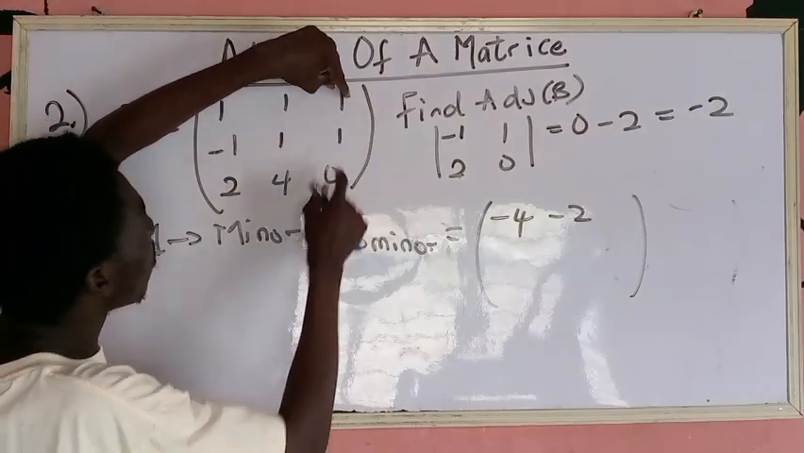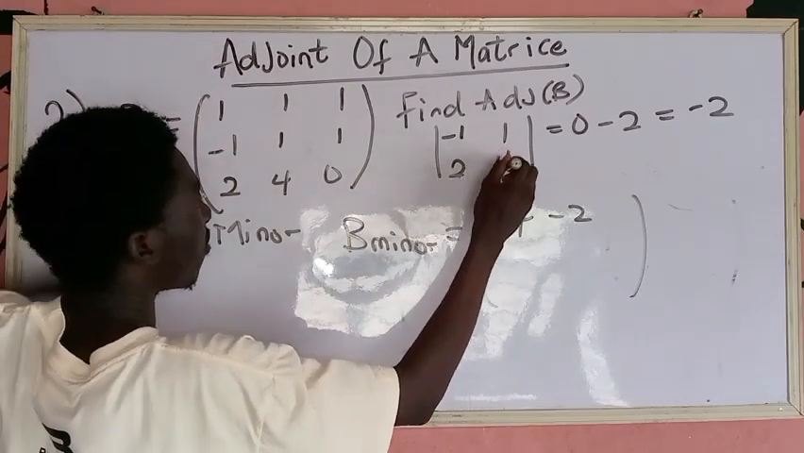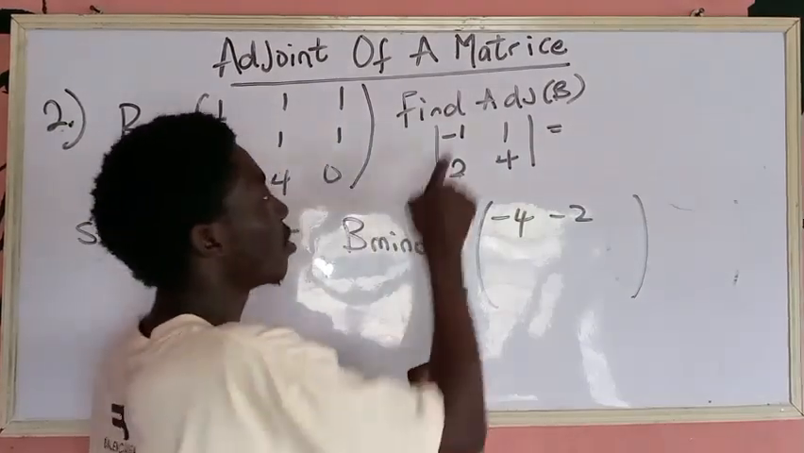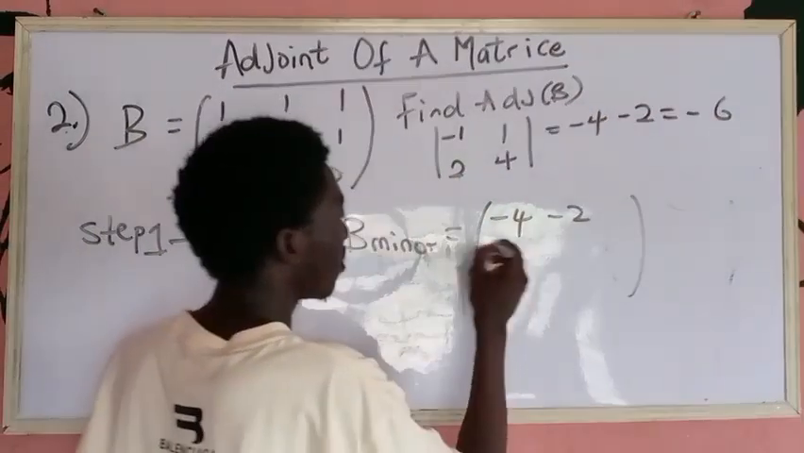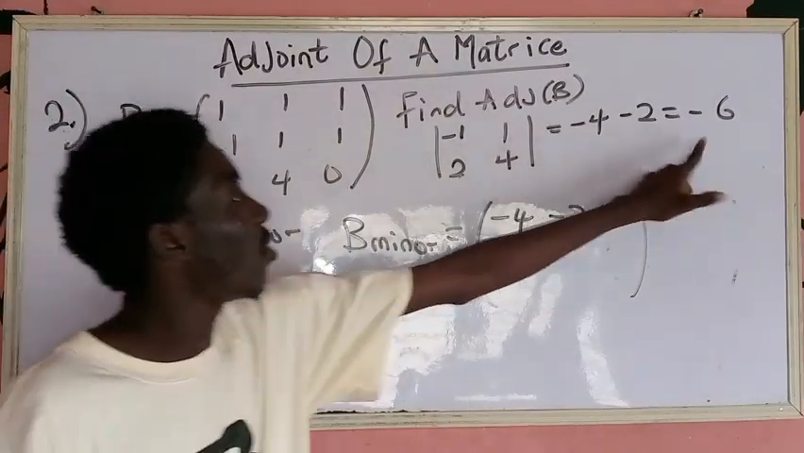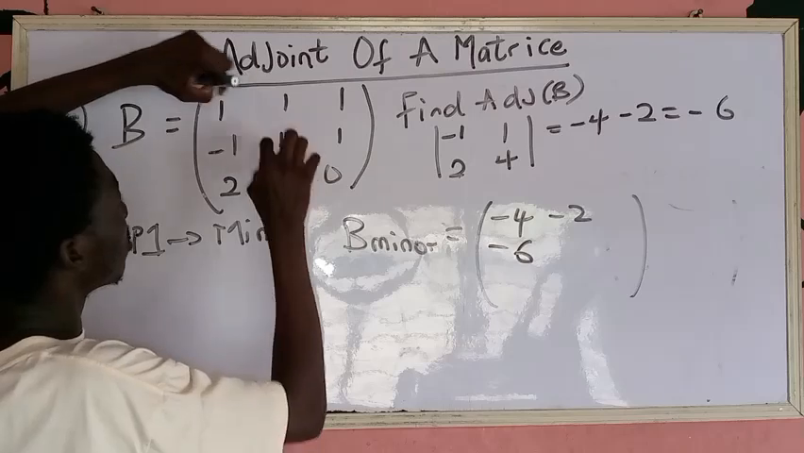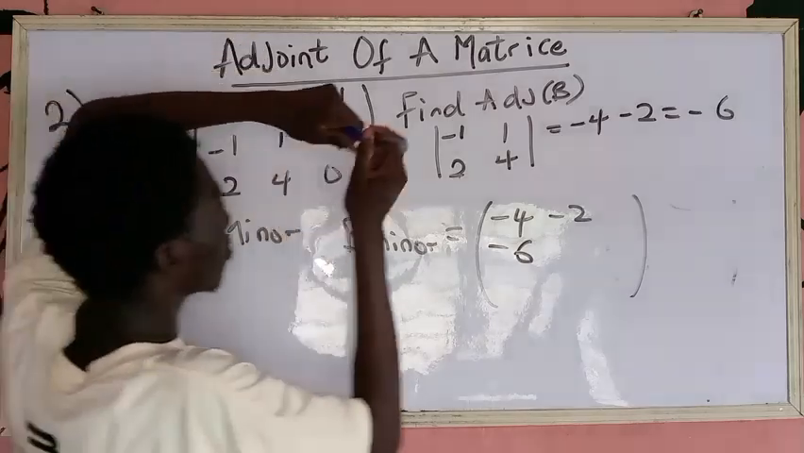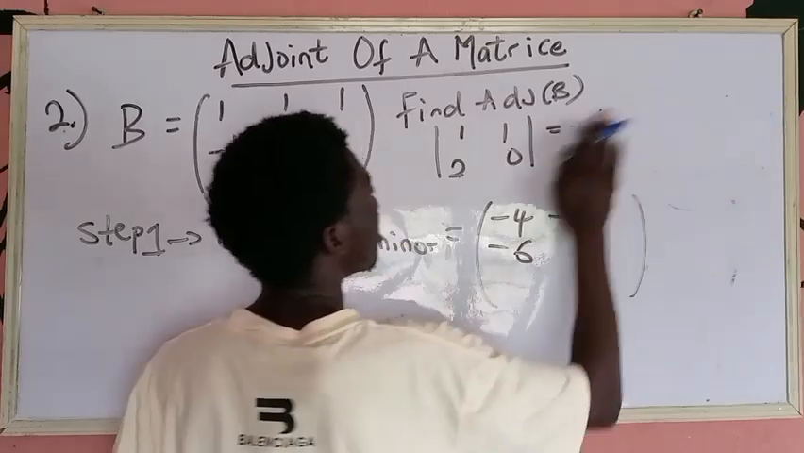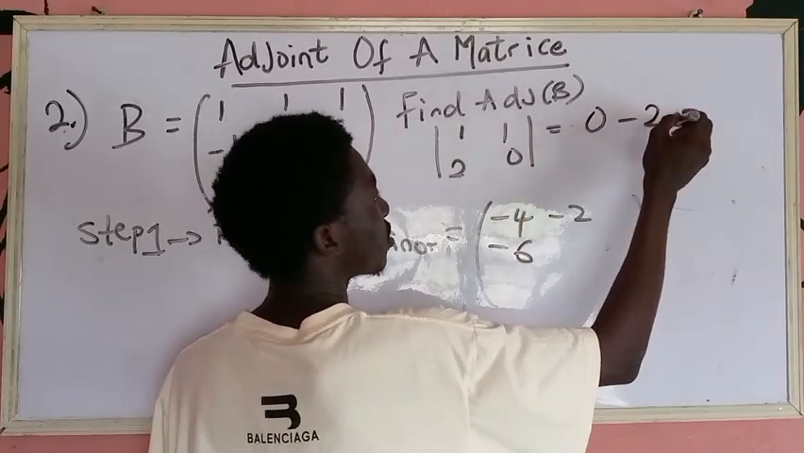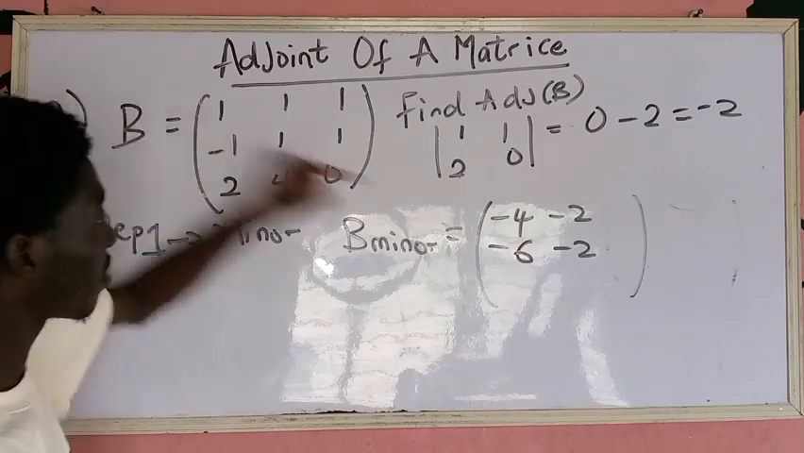Next one, 1: block out this column and block out this row. I'm left with 2 and 4. In that case, you have -4 and -2, and that is -6. That will be the value of this. Next one, for this element, block out this column, block out this row. You can see 1, 1, 2, and 0. 1 and 0 is 0. 1 and 2 is 2, and that is -2. A -2.